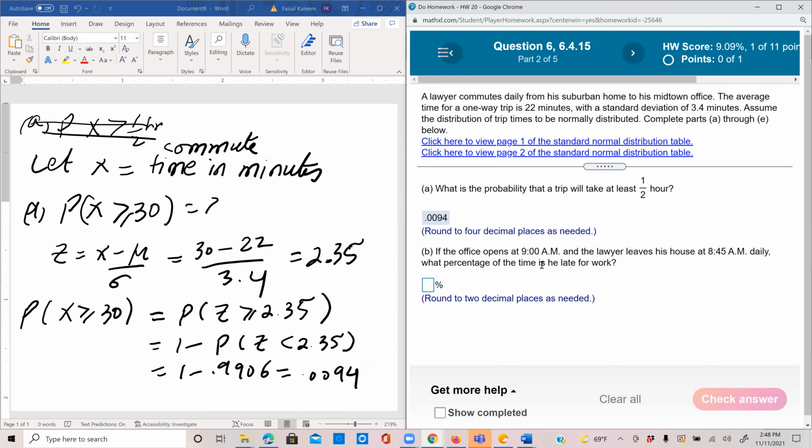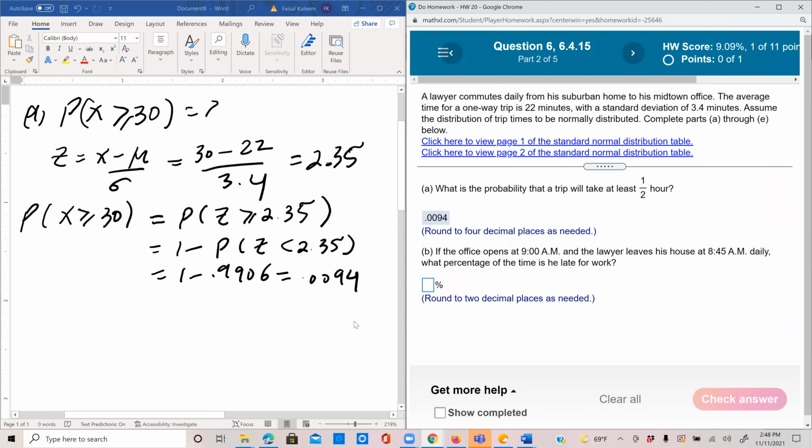And now, if the office opens at 9 a.m. and the lawyer leaves his house at 8:45 a.m. daily, what's the percentage of time he's late for work? If he leaves at 8:45 a.m., he will be late if his trip takes more than 15 minutes, because he has to arrive within 15 minutes to reach the office by 9 a.m. So we want the probability that he takes longer than 15 minutes to commute. Then he won't be able to reach by 9 a.m. So the probability x greater than 15 is needed.